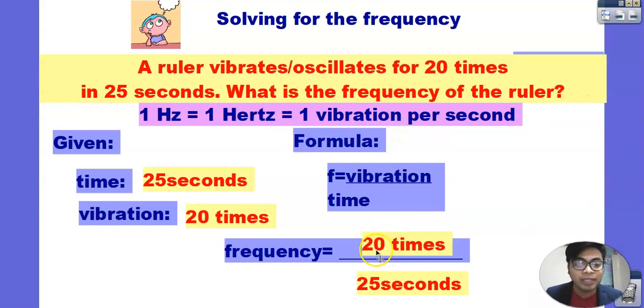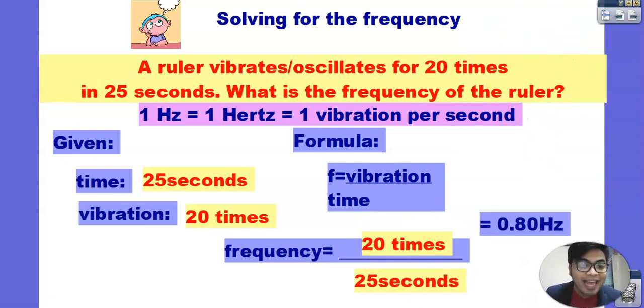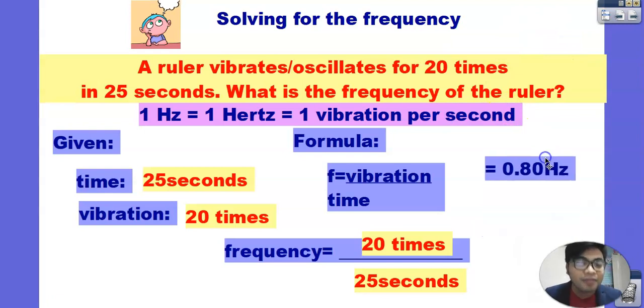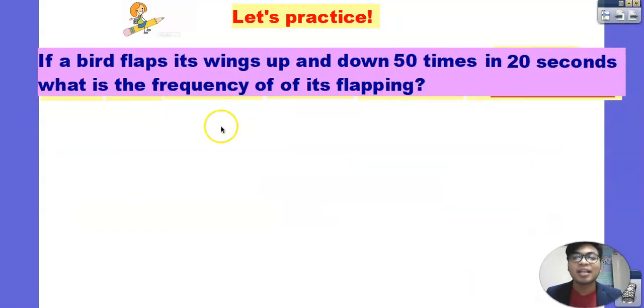So all we need to do is divide the vibration by the time, which is 25 seconds, so 20 divided by 25, and that will give us 0.80 hertz. This means the number is less than 1, which shows that it has a lower frequency. Let's compare this with the other answers that we're going to get. Alright, so let's practice solving this one.